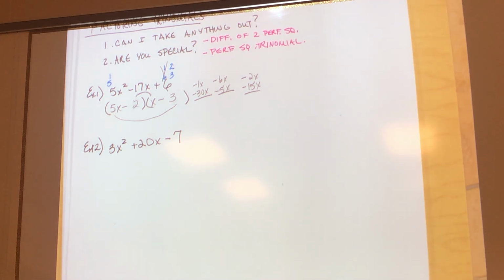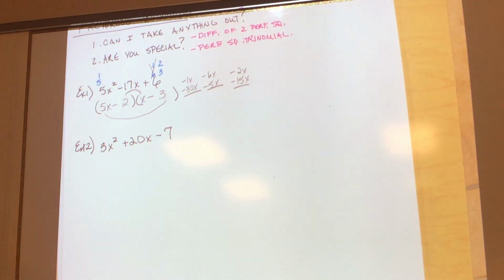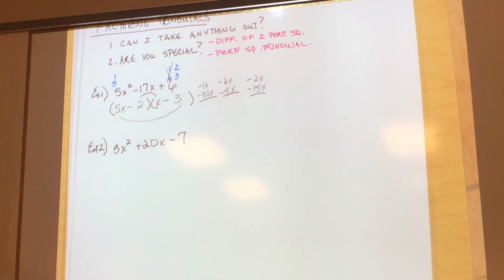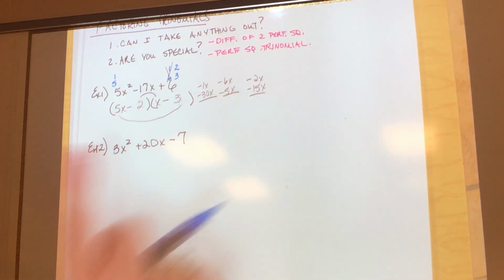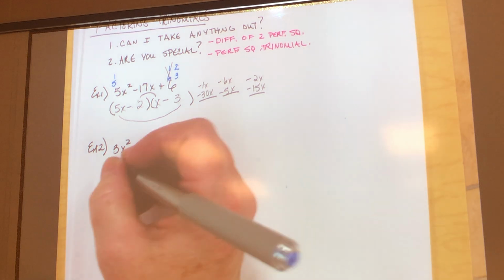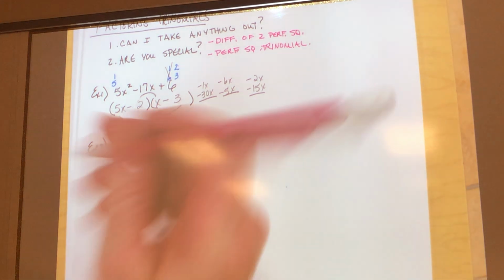I'm going to do the exact same thing, guys. All right? I'm going to say, can I take anything out? No. Is it special? No. It's not two terms, so obviously it's not the difference of two perfect squares. And this is not a perfect square, so it can't be a perfect square trinomial. So I'm just going to factor it like this.